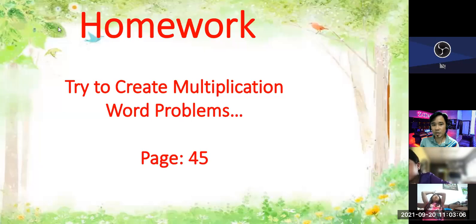Okay, for your homework, try to create multiplication word problems on page 45. You will see there the example on how to make a word problem.